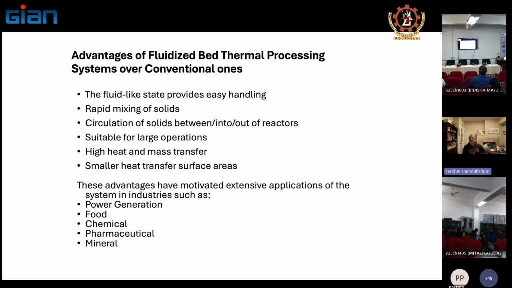Again, what do we use them for? For combustion power generation or gasification power generation, in the food industry, because it is a contact physical environment, in chemical industries, from FCC to other pharmaceuticals, mineral processing, and everything.